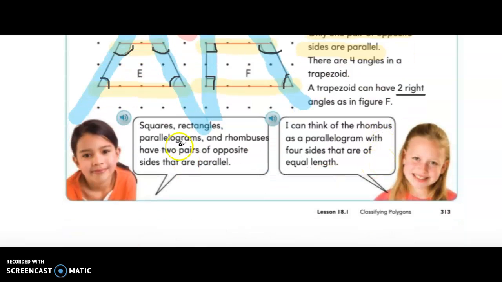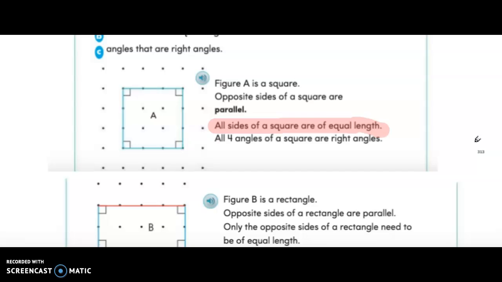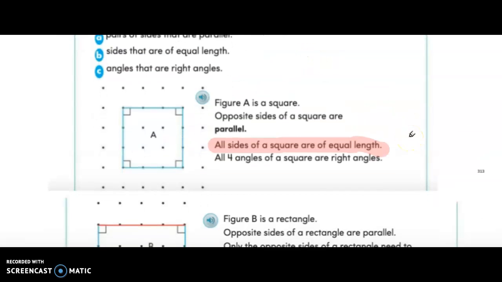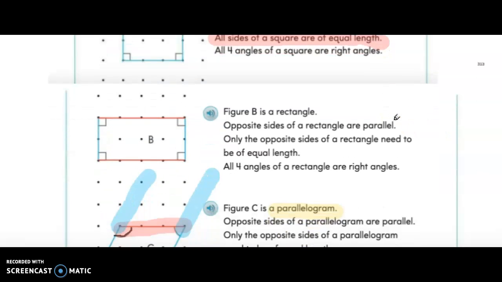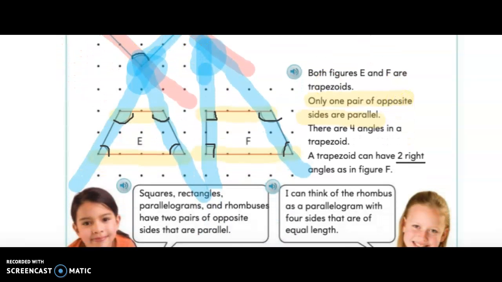And let's take a look at the bottom. Squares, rectangles, parallelograms, and rhombuses have 2 pairs of opposite sides that are parallel. I can think of the rhombus as a parallelogram with four sides that are of equal length. So this slide would be a great slide for you to go back to while you are completing your work to double check and make sure you are doing it all accurately, because this is a lot of new information. So we have our square, our rectangle, our parallelogram, rhombus, and trapezoid.